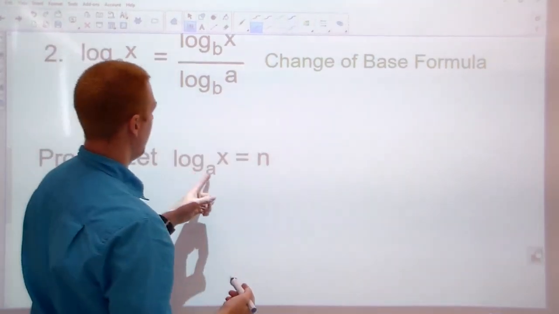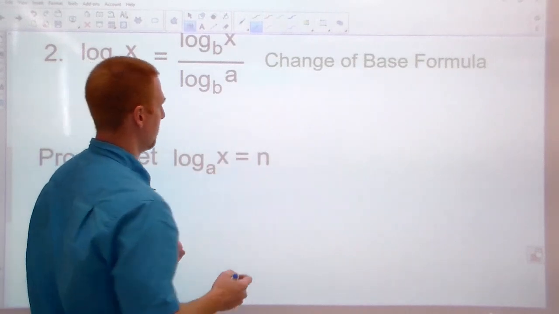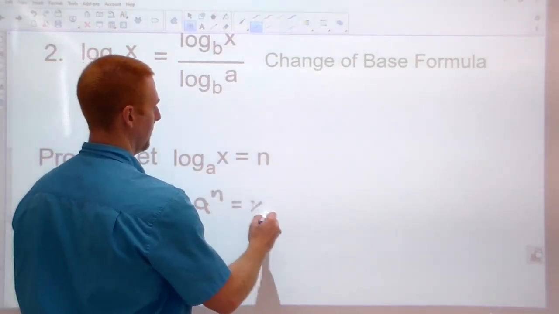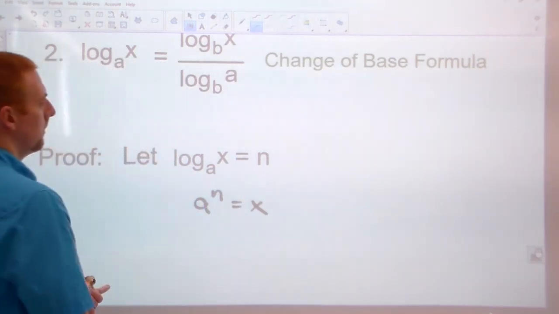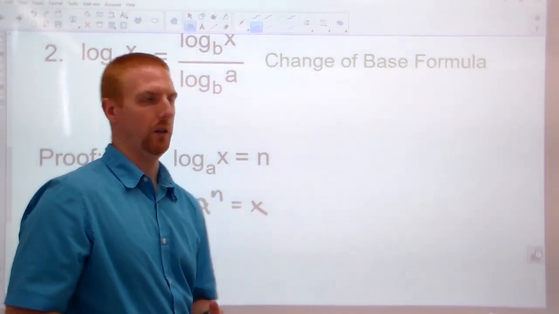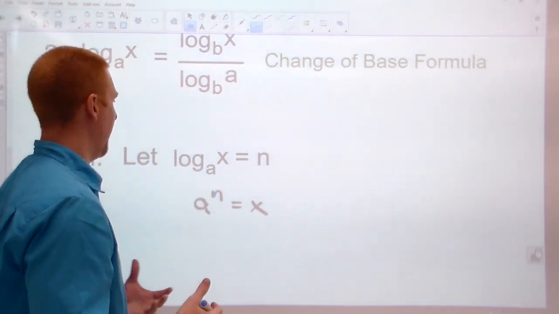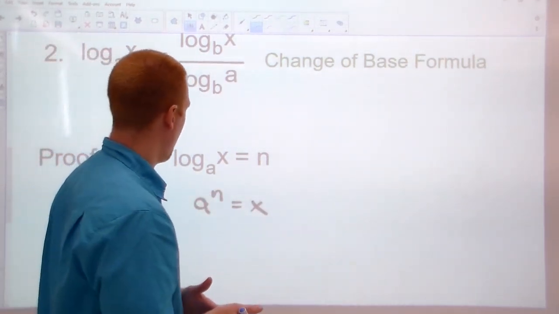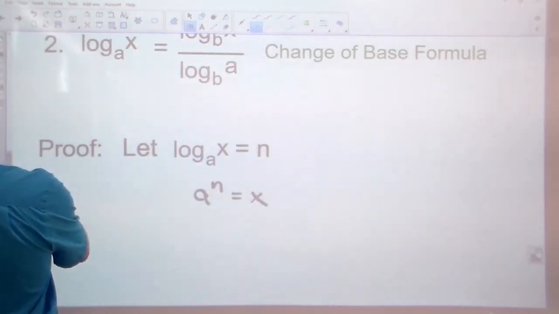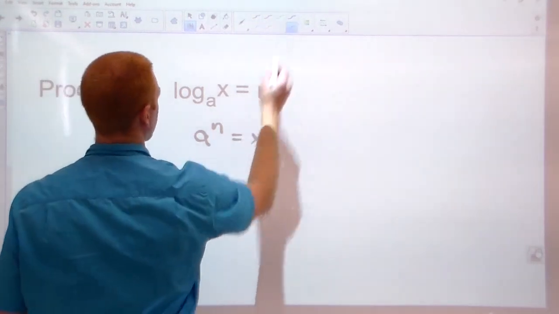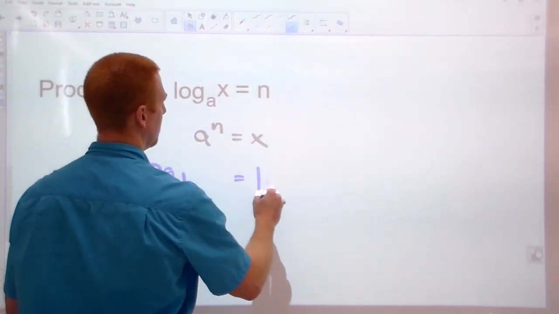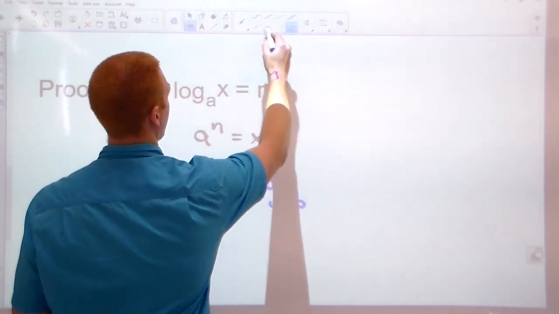So if log base a of x is n, we could write this as an exponential and say a to the n power is x. And then suppose I want to introduce a new base here. So I'm going to call my new base b, and I'm going to take the log base b of each side. It's an equation, so I can do whatever I want as long as I do it to both sides. So I'm going to take log base b of both sides.